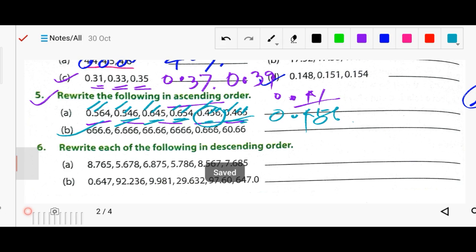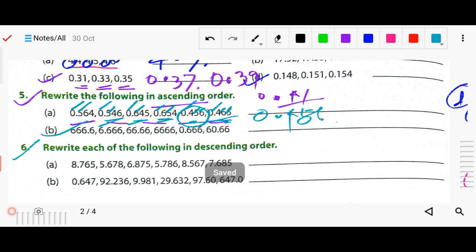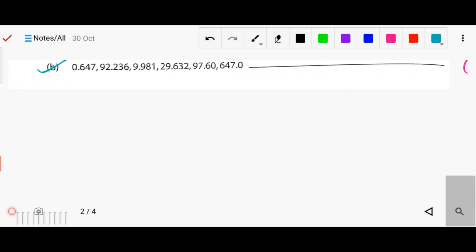Now question number 6. In number 6 you have to write the descending order. Descending means decreasing order, meaning first you write the largest number, then the second largest, and likewise, from largest to smallest. So here I will solve number B.